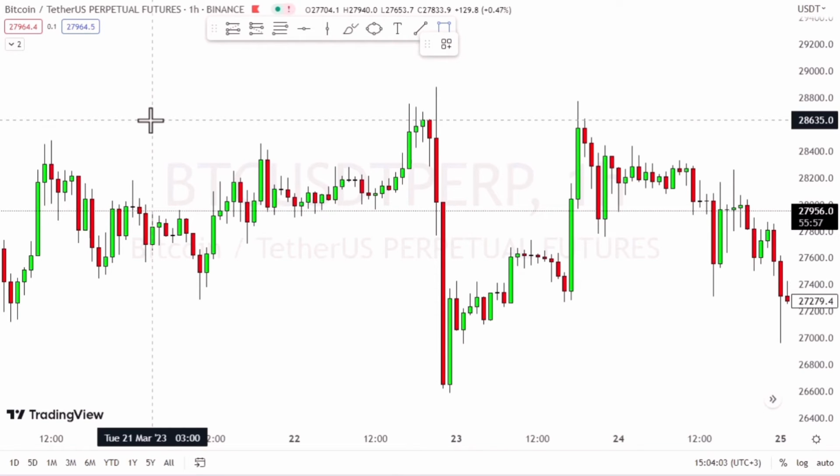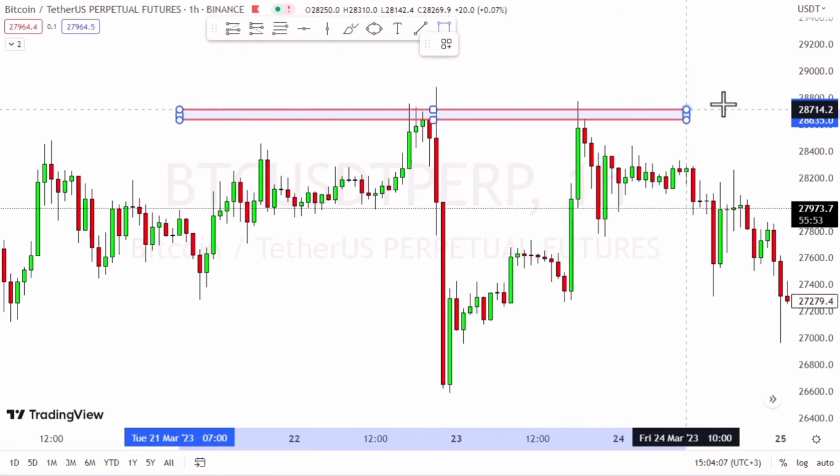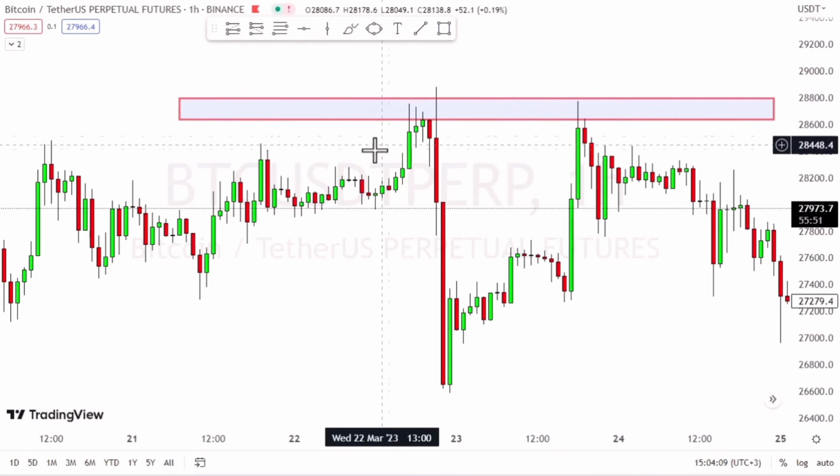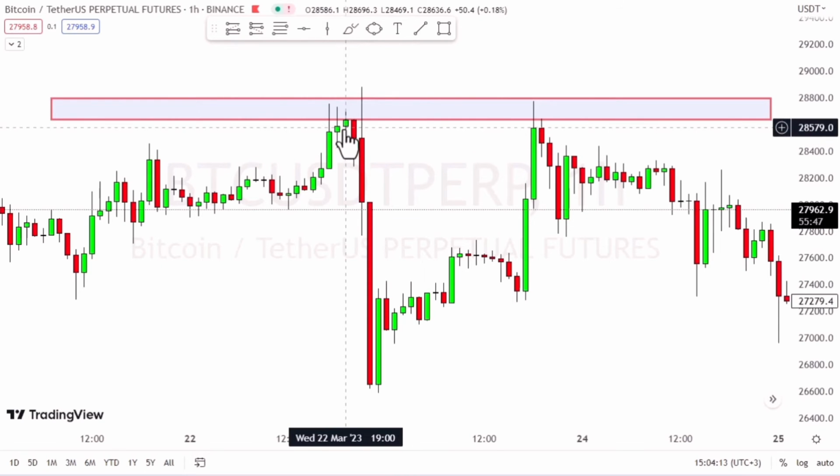Let's get back to our example here. Let me draw this resistance level. And as you can see, we have a beautiful engulfing here. As I told you, it shouldn't be a doji. So it's not a doji. It is a healthy body. And then it's covered by the next candle.